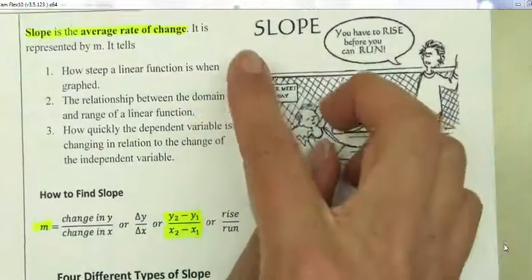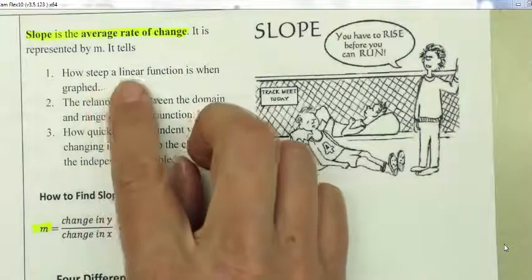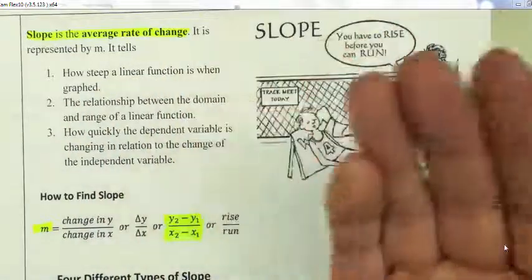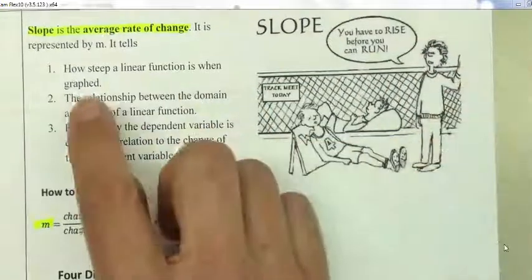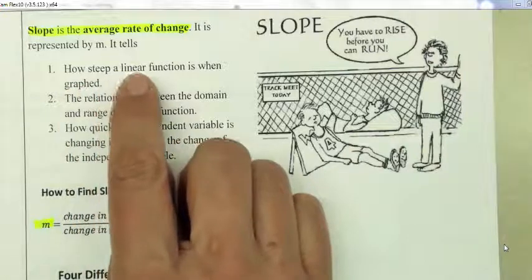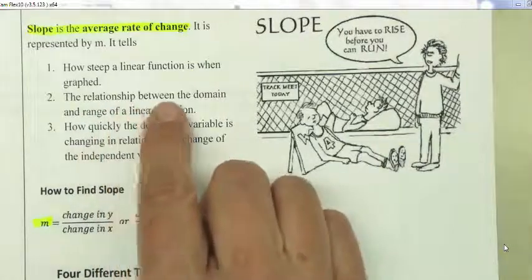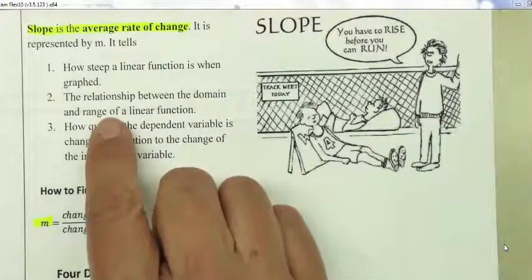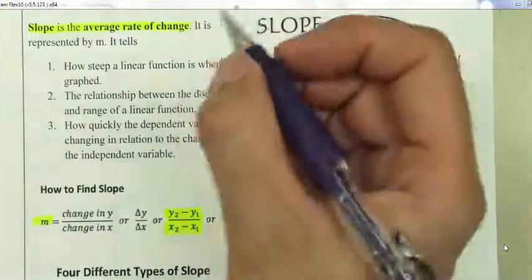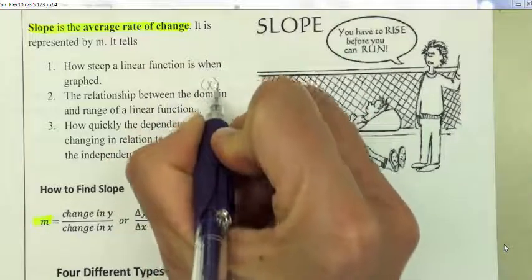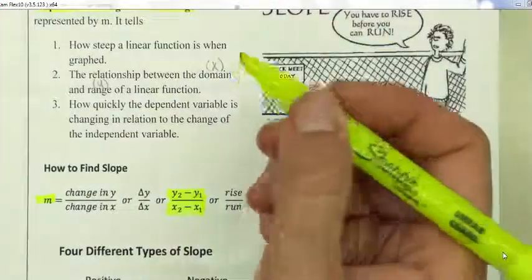All right, so what is slope? Well, first of all, it's represented by m, as you can tell down here. And slope tells us how steep a function is, just as the slope of a hill will tell you how steep that hill is. So it tells us basically how steep something is, in particular a linear function when it's graphed. It gives us the relationship between the domain, the x values, and the range of a linear function, the y values. Just as a reminder, domain is the x values, the range is the y values. And that's pretty important, so actually I've decided we're going to highlight that.